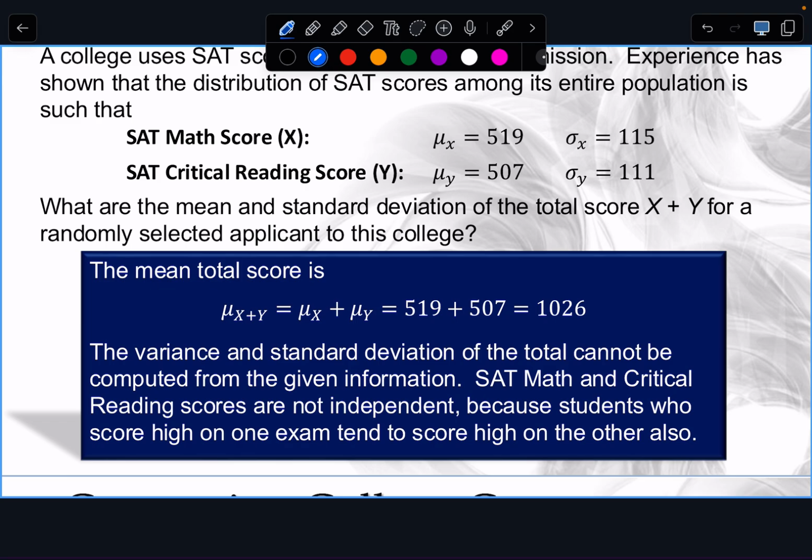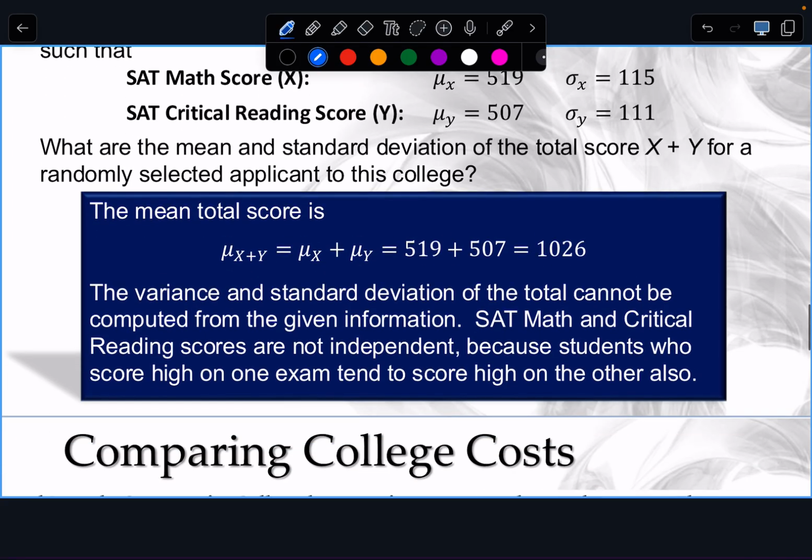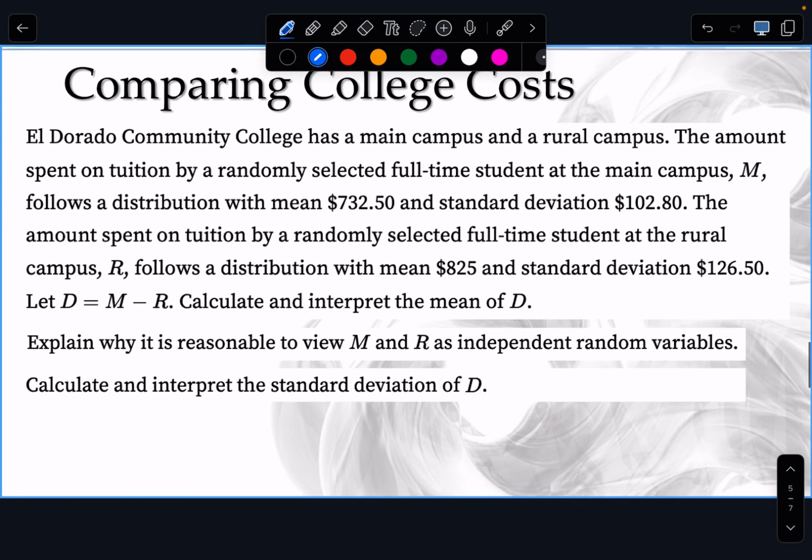So when you're doing these problems in the homework, when you're doing this on a test or a quiz, the means will combine exactly like we expect every time, no matter what. But I have to remember to check that independence condition before I start to calculate standard deviation. So they will not combine unless they're independent. Okay? Last one here.